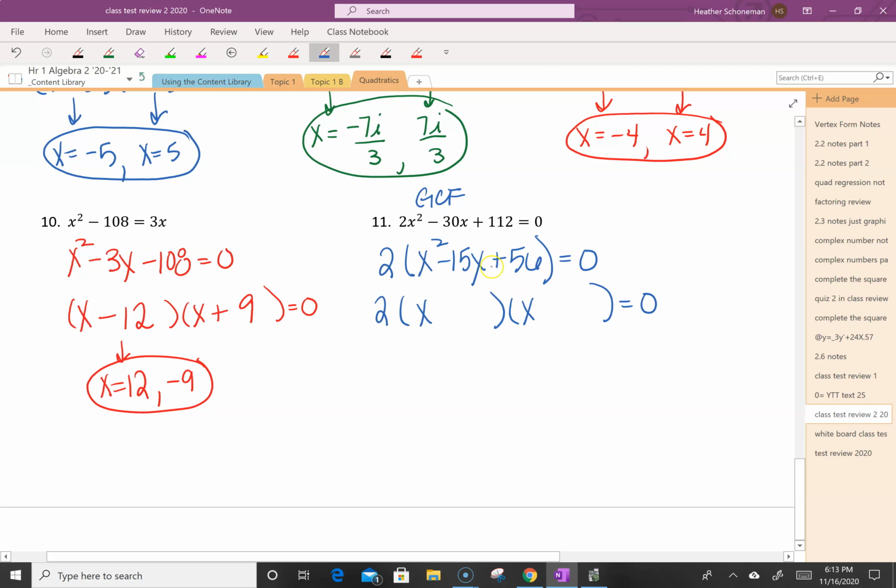The two numbers that multiply to 56 and add to 15. Well, if it multiplies to a positive, they have to be the same sign. And if they add to a negative, they both have to be negative. So you can try a bunch of them, but what about 8 and 7? Does that work? Sure does. So x equals 8 and x equals 7. And we're done.